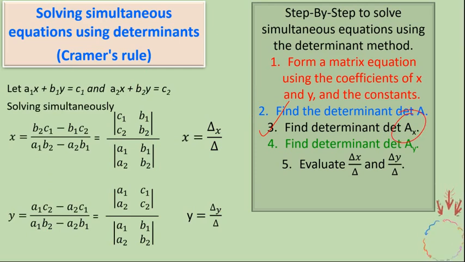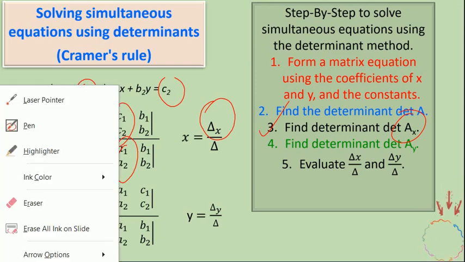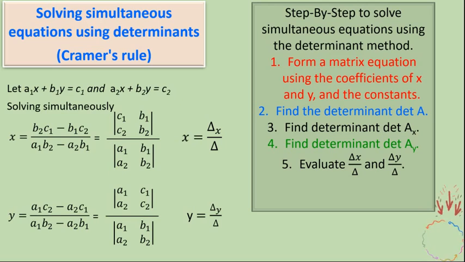Now that determinant of x, that is the numerator, is formed by replacing the values of A, the x coefficients in the main determinant. Look at here, we replace them with the constants C1 and C2. So we replace that A1, A2 with C1 and C2. The determinant we get by replacing the x values with the constant values is what we call the determinant of x.